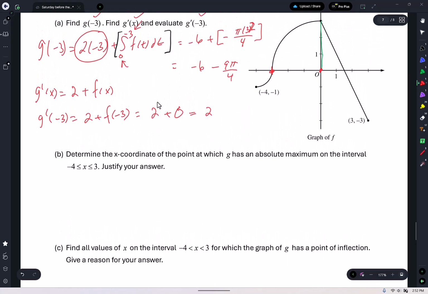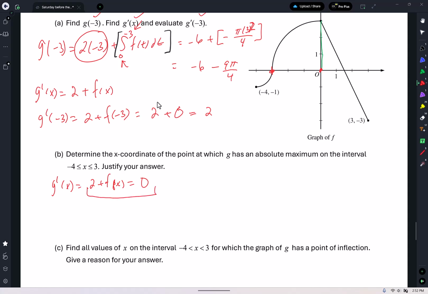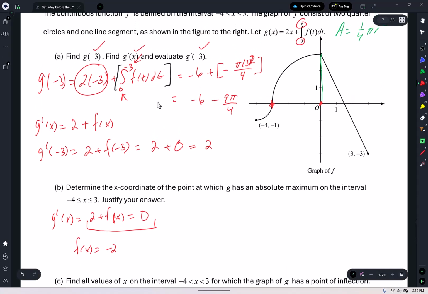Determine the x-coordinate of the point at which g has an absolute max on the interval -4 to 3. So I have an absolute max whenever the derivative changes from positive to negative. The derivative of g, right? So here we go. I'm going to take my g prime of x, and it's going to equal 2 plus f of x. And I'm going to set it equal to 0 because that's the only way I'm going to go from positive to negative, right? And of course, you also got to test your endpoints, but not in this case because I noticed the only way I can get that derivative to equal 0 is if f of x equals -2. So this is f of x right here, guys. -2 is down here. That's your equation. That's where f of x is -2.